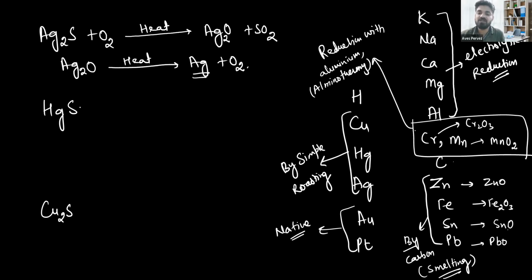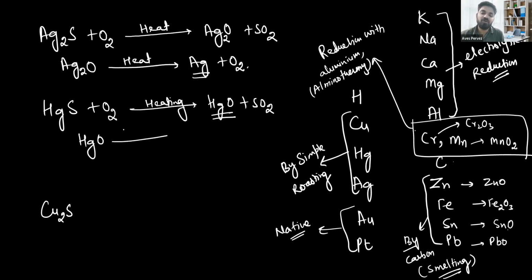Similarly, HgS, when it is heated in the presence of oxygen, will get converted into HgO and sulfur dioxide. And this HgO on further continuous heating will get converted into Hg, and O2 gas will be released.